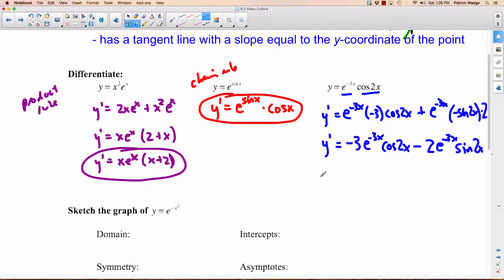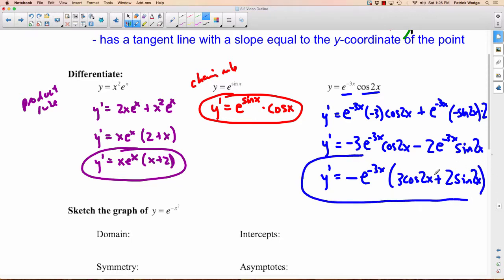Now I think we can take out a greatest common factor. There's negatives in both, so let's take out a negative. There's e to the negative 3x in both. And what that leaves us with is 3 cosine 2x minus 2 sine 2x. Sorry, I made a mistake. Plus, right? This was negative. Negative times this is negative. Negative times a positive is a negative. Sorry about that. And that is your answer.